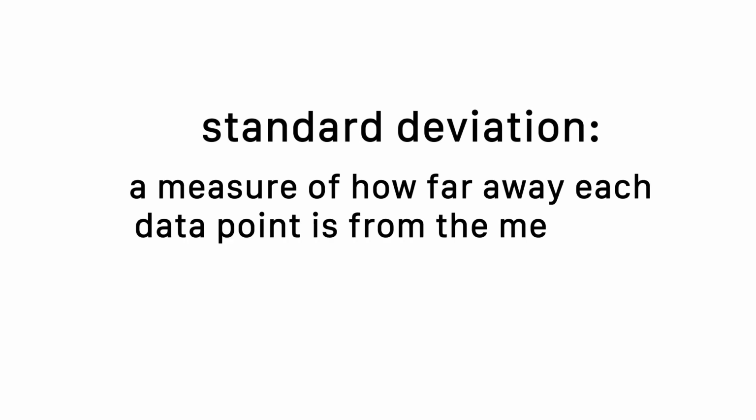Another way to characterize a dataset is by its distribution. The distribution gives us information about how spread out the data is. One way to measure it is by calculating the standard deviation. This is a measure of how far away each data point is from the mean, on average. A larger standard deviation means our data is more spread out.